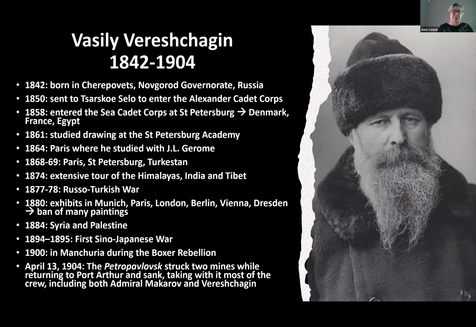In 1884, he went to Syria and Palestine, and was again a witness of the first Sino-Japanese War in 1894 and 95. In 1900 he was in Manchuria during the Boxer Rebellion. And he died on April 13, 1904, on the Petropavlovsk ship that was struck by 2 mines while returning to Port Arthur, and that sank, taking with it most of the crew, including both Admiral Makarov, who was a friend of Vereshchagin, and Vereshchagin himself. Quite an interesting life.